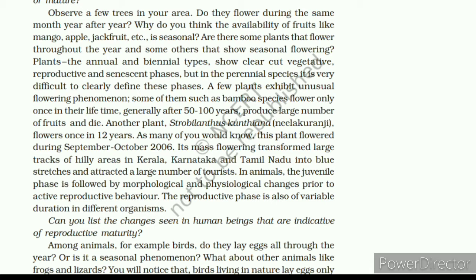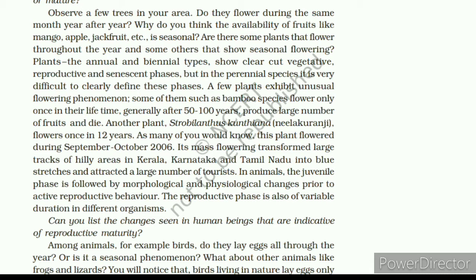But in perennial species, it is very difficult to clearly define these phases. A few plants exhibit unusual flowering phenomenon. Some of them, such as bamboo, flower only once in their lifetime, generally after 50 to 100 years, produce a large number of fruits and die. Another plant is Strobilanthes. In animals, the juvenile phase is followed by morphological and physiological changes prior to the active reproductive behavior. The reproductive phase is also of variable duration in different organisms.